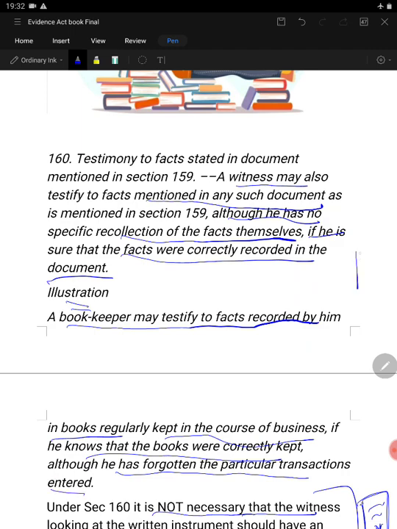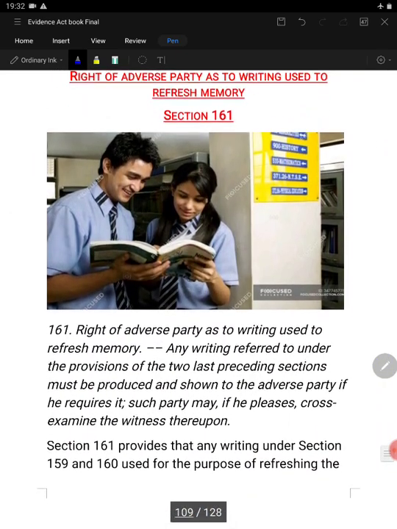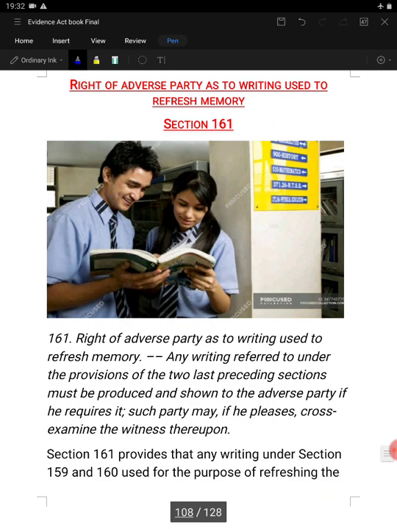So, suppose there is a bookkeeper and he knows that there are entries, he will not remember the day-to-day entries made in it, but he knows that it is correctly kept. Then he can testify that yes, this document is correct. Next is section 161. Now 161 gives the right to the adverse party to use the writing which is used to refresh memory.